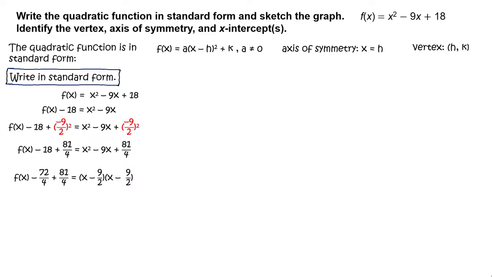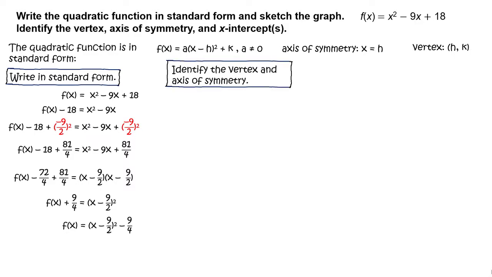On the right side of the equation, factor the expression to get (x − 9/2)(x − 9/2). On the left side of the equation, rewrite 18 as 72/4. Simplify to get f(x) + 9/4 = (x − 9/2)². Subtract 9/4 from each side of the equation. f(x) = (x − 9/2)² − 9/4.